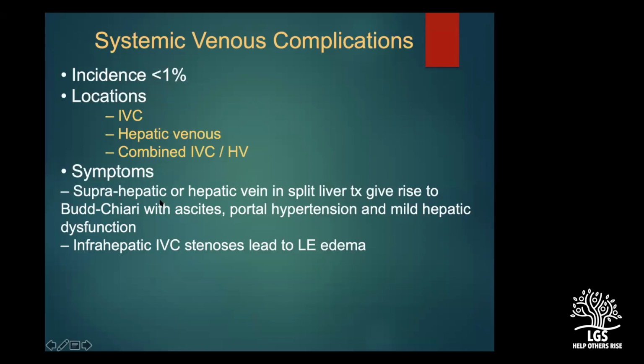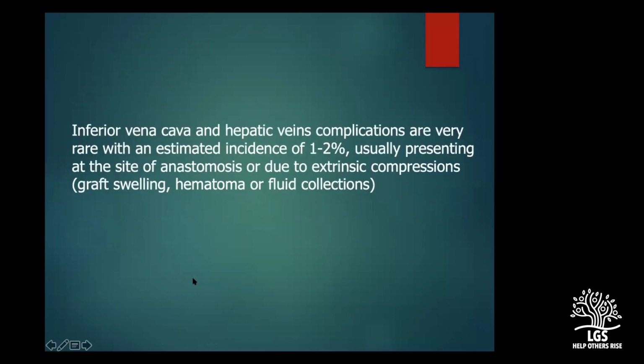And again, I feel as a radiologist, we need to be aware of the clinical signs and symptoms. If it is a suprahepatic cava, usually patients can present with ascites, portal hypertension, and mild hepatic dysfunction. If it's an infrahepatic IVC stenosis, usually it leads to lower limb edema. And the treatment is venoplasty and stenting. Hepatic vein and IVC complications, as we know, have an incidence of 1.2%.